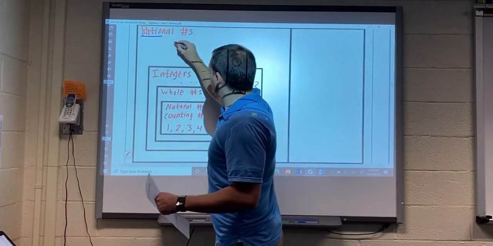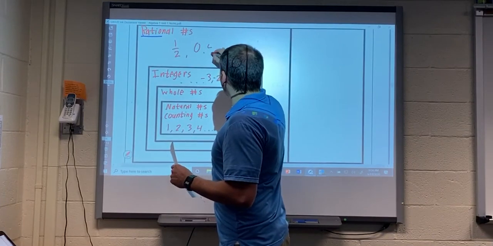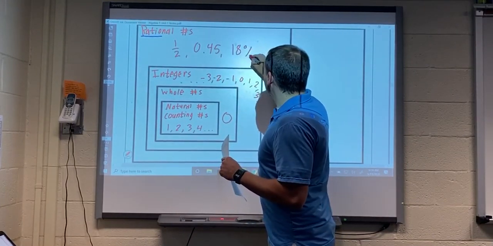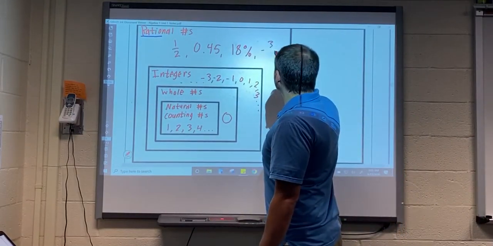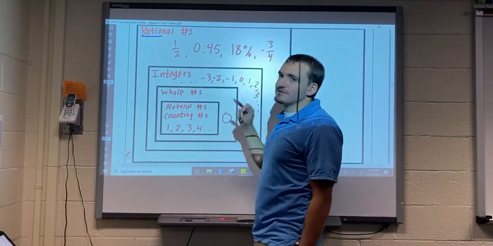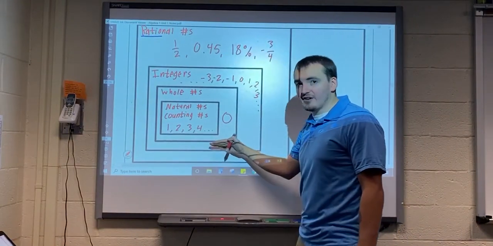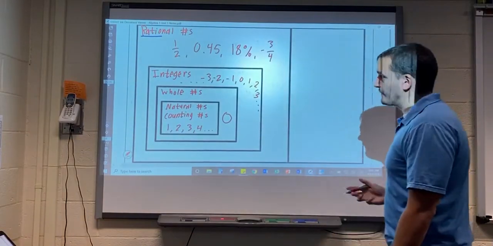So, for instance, 1/2, 0.45, 18%. Percents can be written as decimals or fractions. Negative 3/4, we can have negative fractions in there. Any of these things would be considered rational numbers. Same thing with everything inside of here. Everything inside of here is also what we call a rational number.